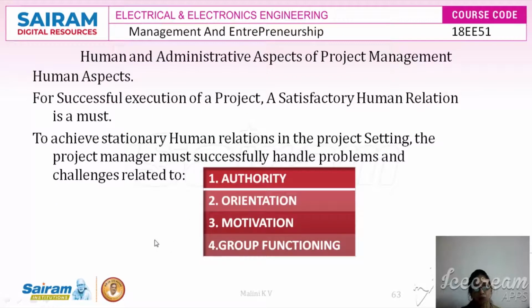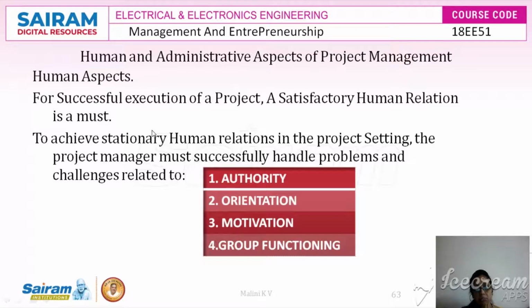And there are two different types of aspects to project management. It is not only important for a company to establish a new facility, but also two different aspects have to be considered by the project management team. One is the human aspect of the project management, and the second one is the administrative aspect of the project management. What are these human aspects?